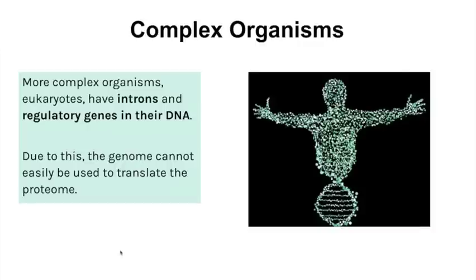More complex organisms like humans, and other eukaryotic organisms, have introns. And we also have regulatory genes in our DNA. Due to this, the genome can't easily be used to translate to the proteome. And the proteome is the entire set of proteins within a particular cell.